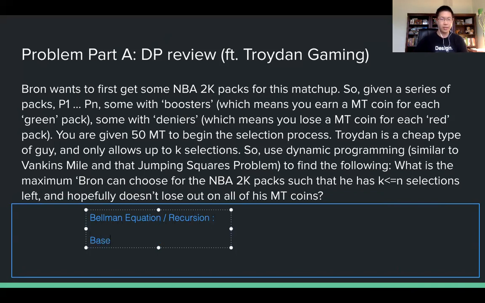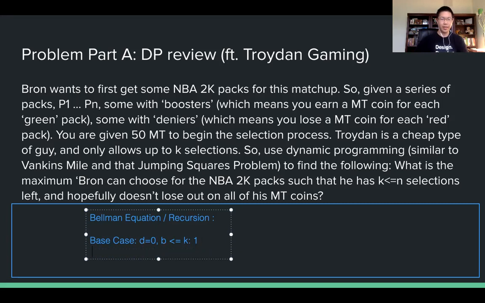All right, base case, very simple. If LeBron gets super lucky and gets basically no deniers, and B is less than or equal to K, then he obviously would choose the maximum. He'd just choose one particular pack, because he has no deniers and only boosters, so he can only choose one pack.